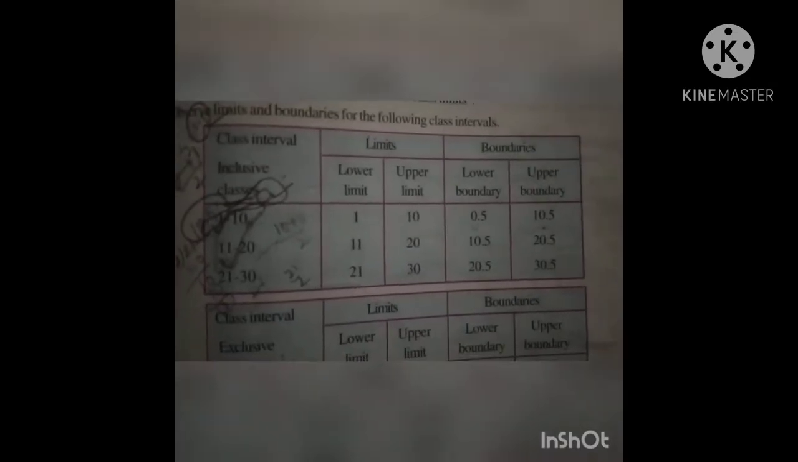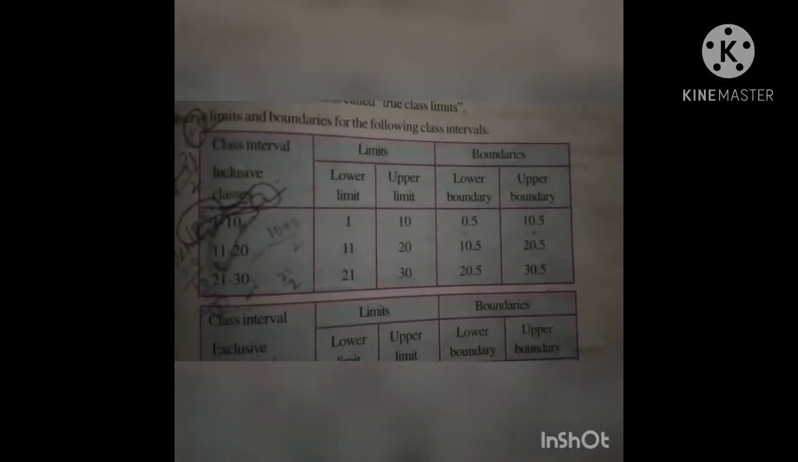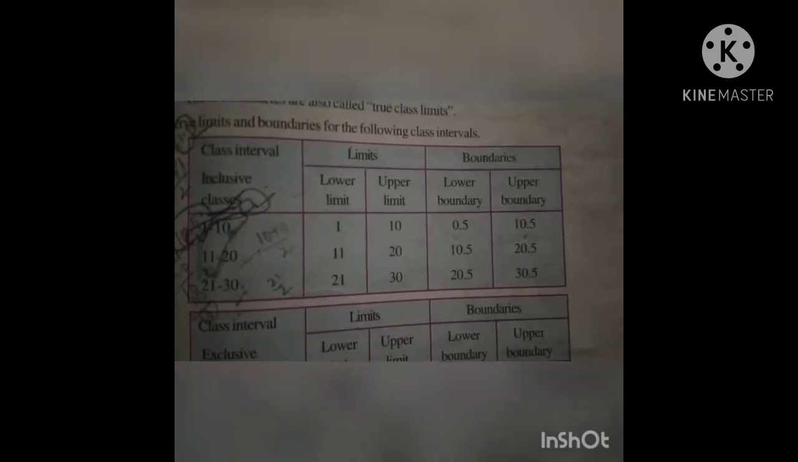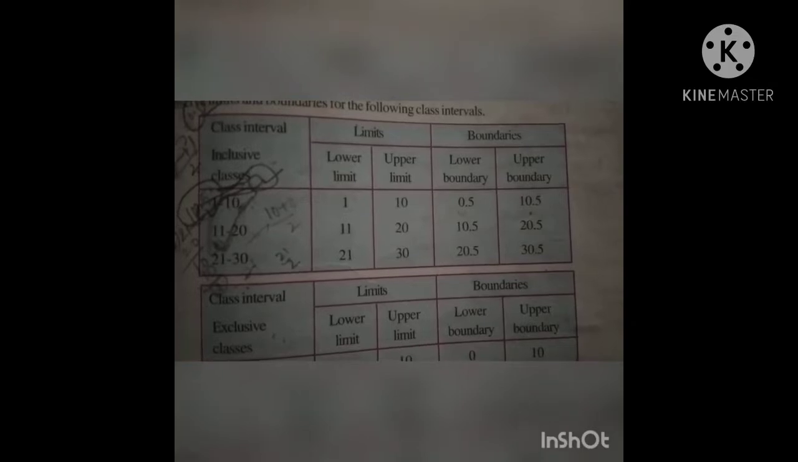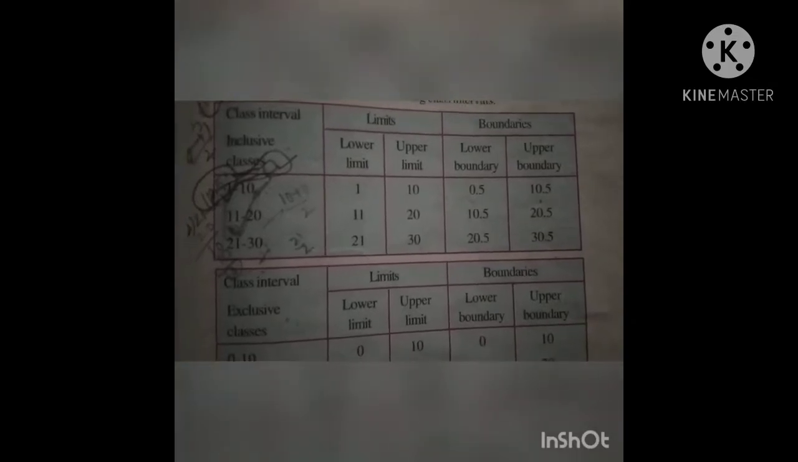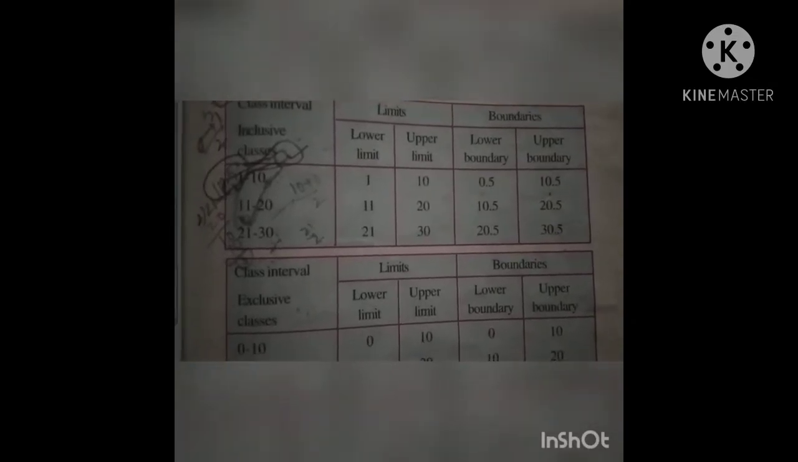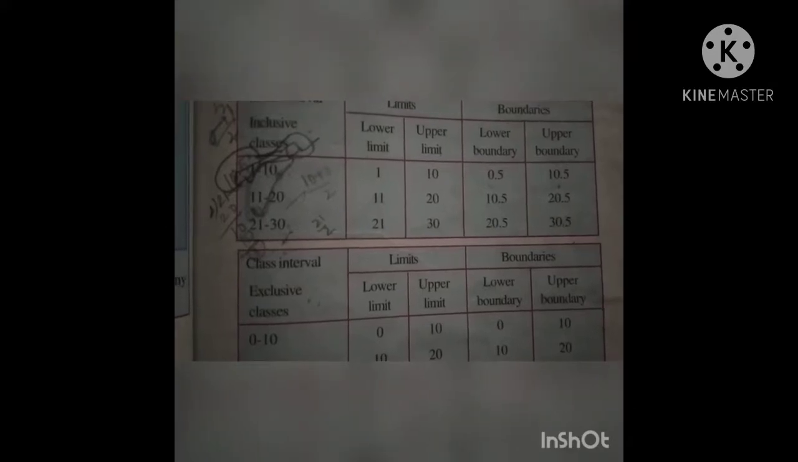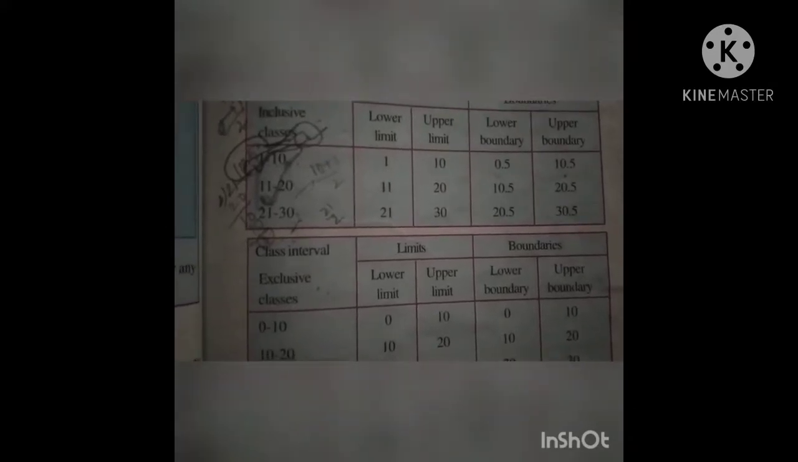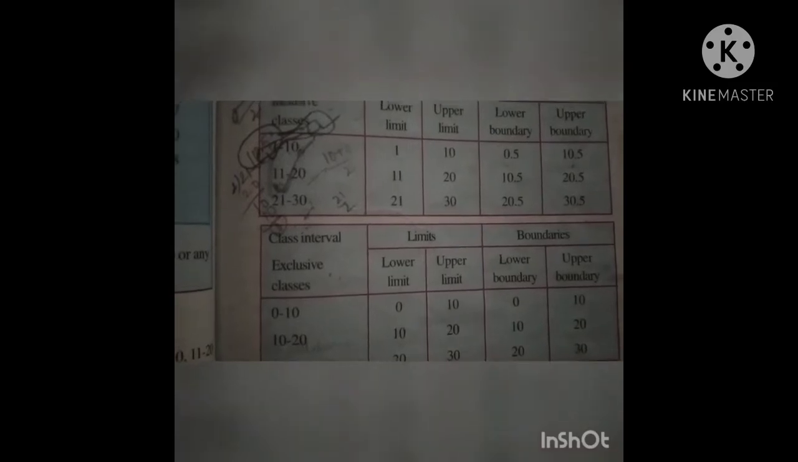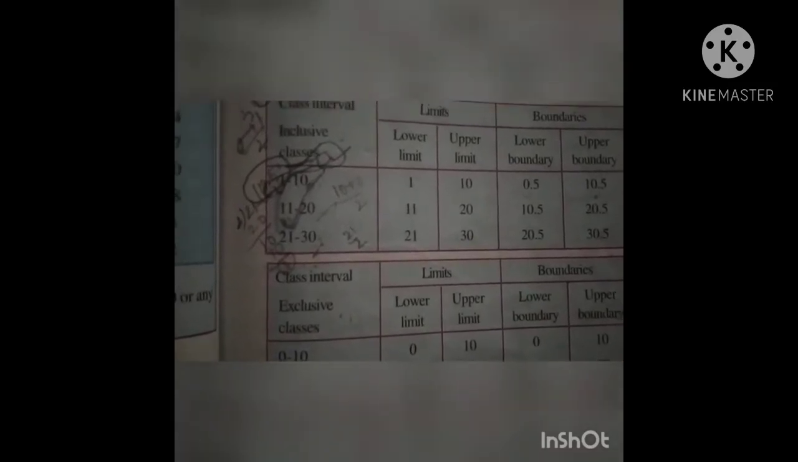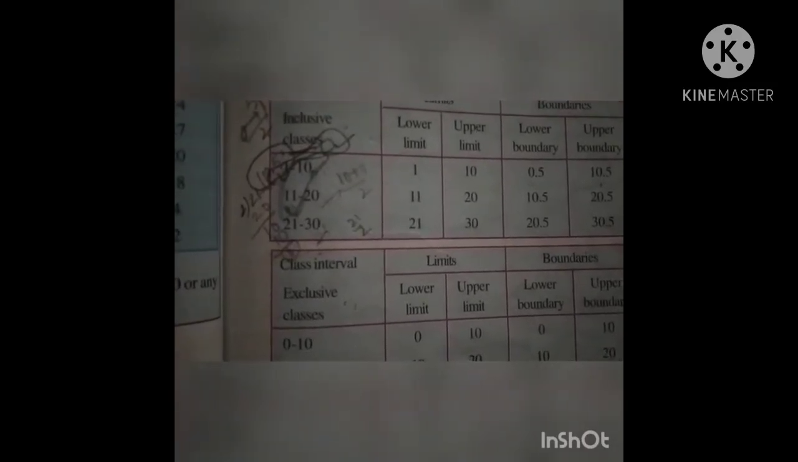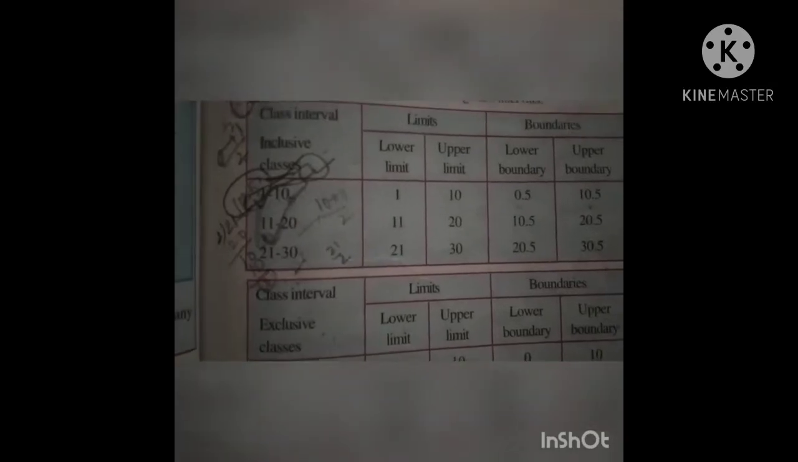Did you understand, children? How to find the boundaries? The average of the upper limit of a class and the lower limit of the successive class is called the upper boundary. Next, the average of the lower limit of a class and the upper limit of the preceding class is called the lower boundary. Did you understand this topic, children?